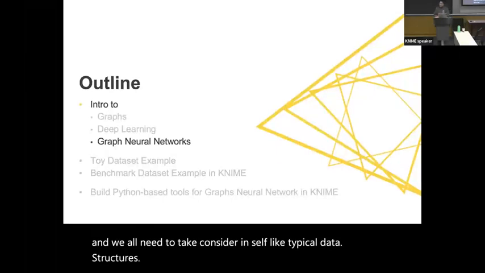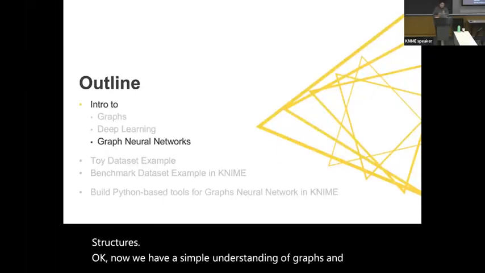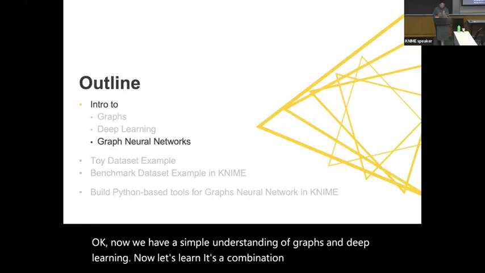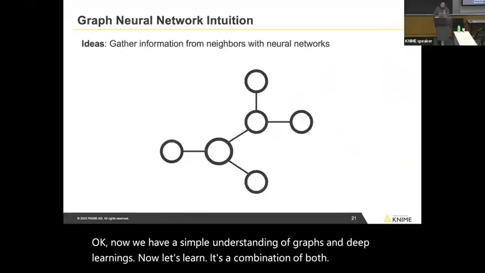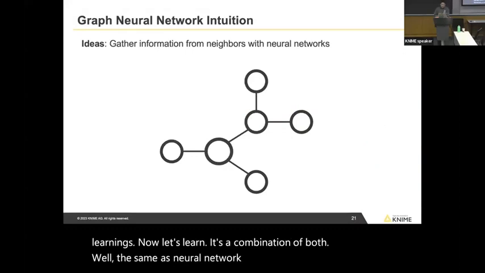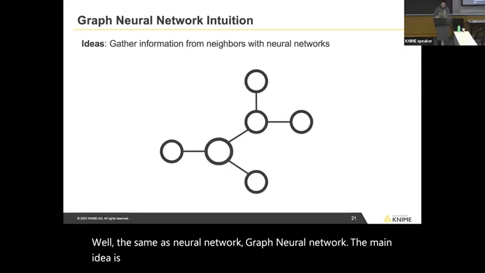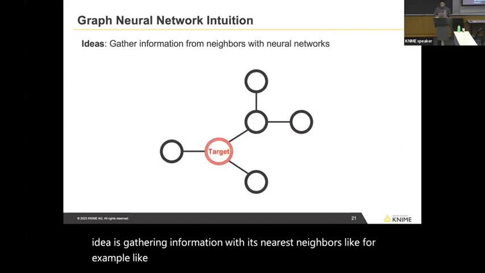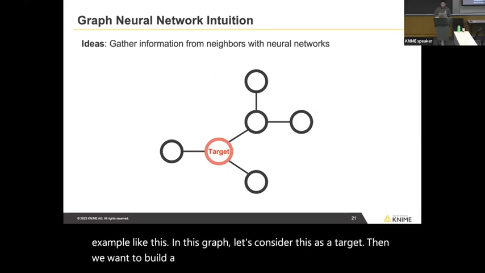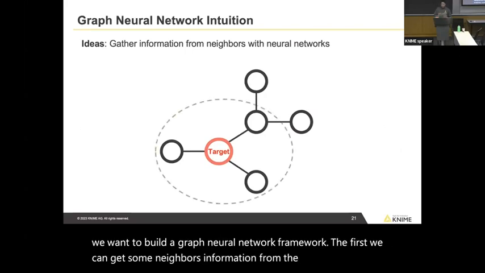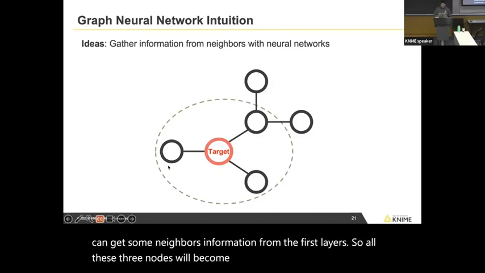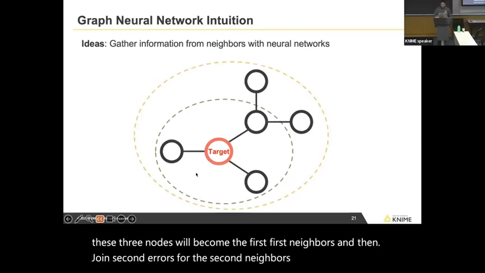Okay, now we have a simple understanding of graphs and deep learning. Now let's learn about the combination of both. Well, the same as a neural network, the main idea of a graph neural network is gathering information from its nearest neighbors. For example, in this graph, let's consider this node as a target. Then we want to build a graph neural network framework. First, we get some neighbor information from the first layer, so all these three nodes become the first neighbors. Then we draw a second layer for the second neighbors, so all these neighbors will be drawn like this.